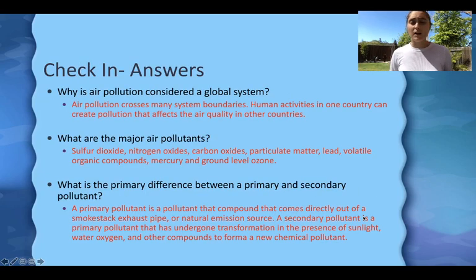Okay, so why is air pollution considered a global system? It crosses many system boundaries. So we kind of already talked about this. One country can create air pollution that affects the air quality in other countries. So I told you most of the air pollution that's sitting on the west coast of the United States is coming from not the west coast of the United States, but somewhere like China. So that's why it's considered a global system.